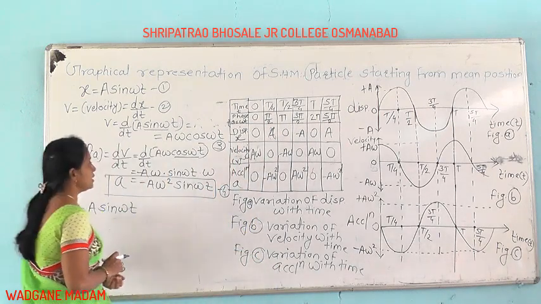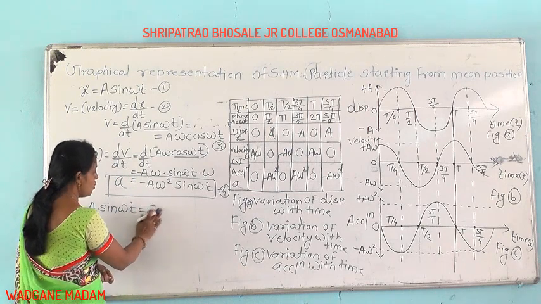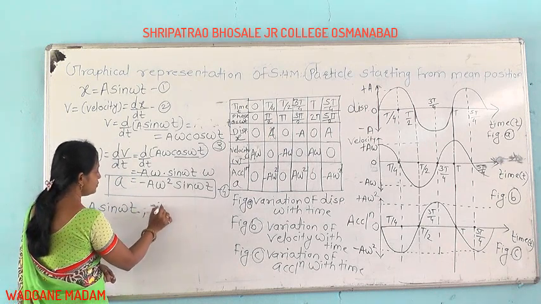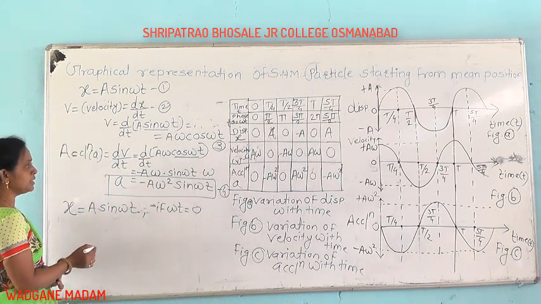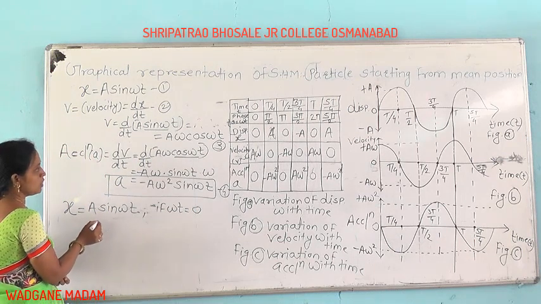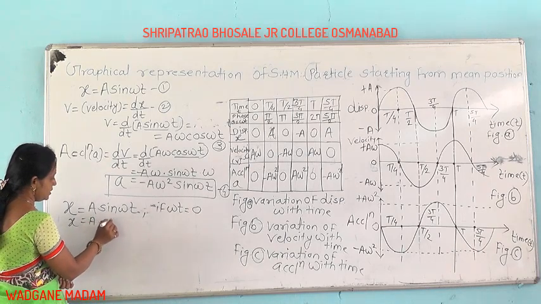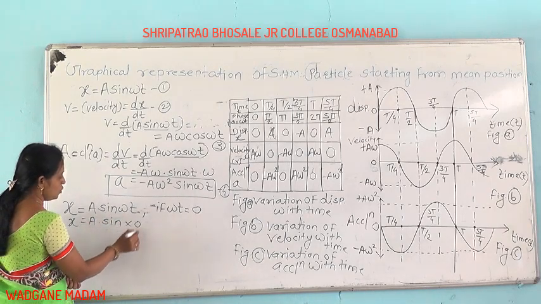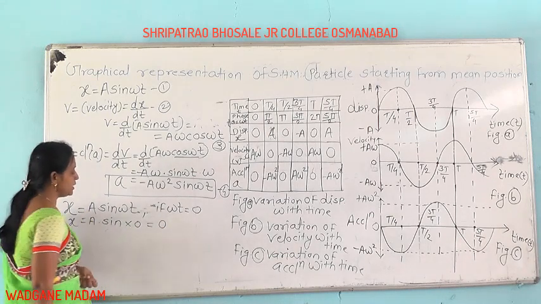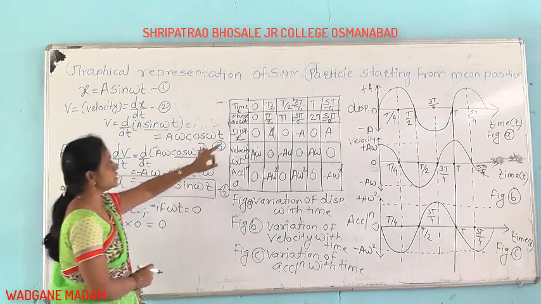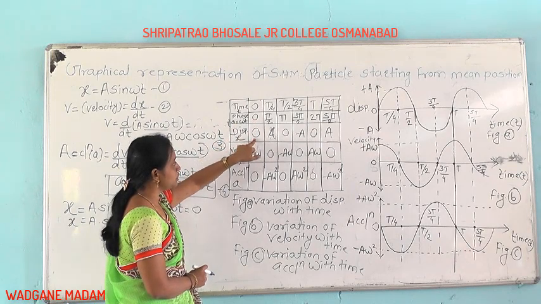Therefore, the corresponding equation we can calculate here: x is equal to a sin omega t. For the corresponding time interval, time t is equal to 0 and the phase omega t is equal to 0. Therefore, we put x is equal to a sin 0, and a sin 0 is 0. So when the phase is 0, at that time the displacement is 0.